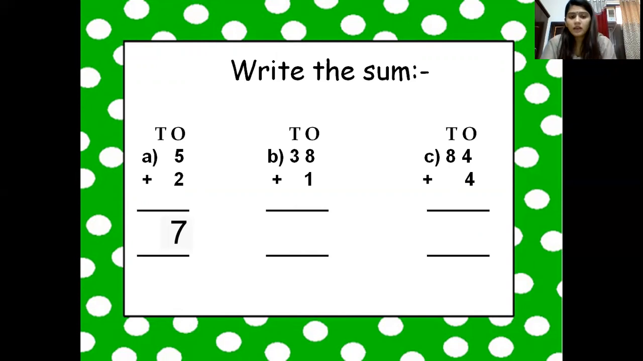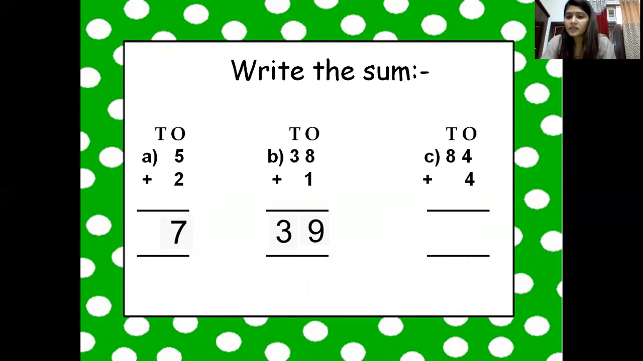Next question is 38 plus 1. We need to add 38 and 1. So we will start from the digits which are written under ones. Under ones, 8 and 1 are written. So first we will add 8 and 1. 8 and 1 is equal to 9. And under T, only 3 is written. So we will write 3, because we are not adding anything in 3.